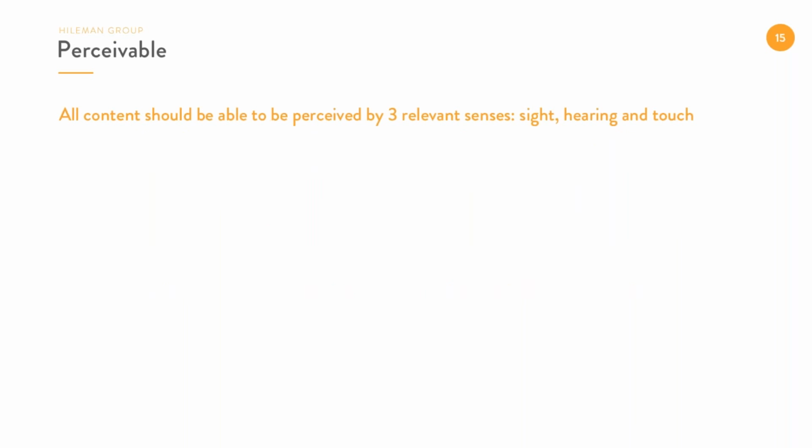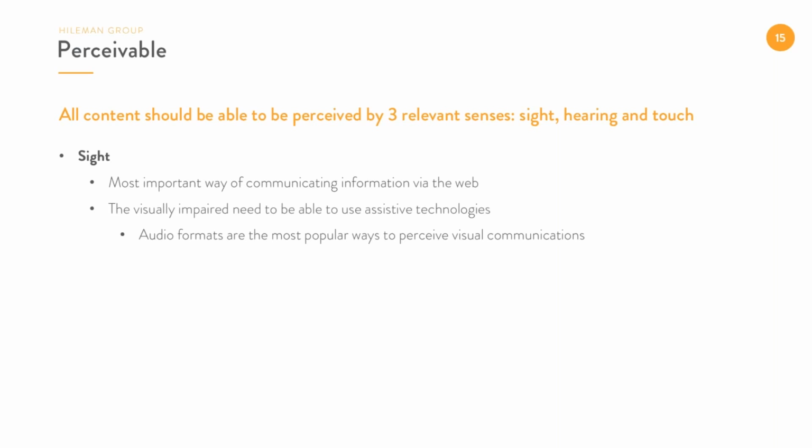So Perceivable is where all content should be able to be perceived by the 3 relevant senses: sight, hearing, and touch. Smell-o-vision has not yet reached the World Wide Web, fortunately, so we are going to be unable to deal with smell and taste. So first off, we're going to start with sight. Most important way of communicating information on the web.